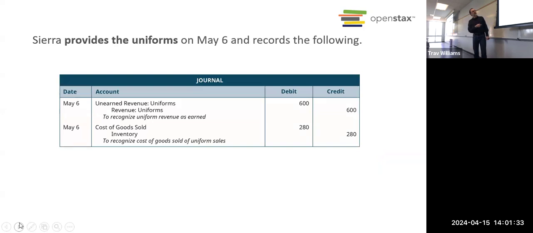Then they provide the uniforms. So that unearned revenue goes away, and they can now count the revenue. Now that they've counted it as a sale, they can also count their cost of goods sold, because remember, you can't have an expense for your products until you've got revenue to match it with. That was the matching principle, or expense recognition principle. So if we're doing the perpetual inventory method, we count cost of goods sold, and we reduce our inventory by the amount that we sold.